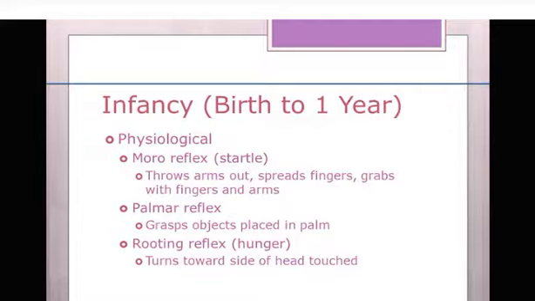So these things are normal for an infant, okay, that startling reflex. The other one is the palmar reflex. If you put something in their hand, they grab a hold of it, okay?